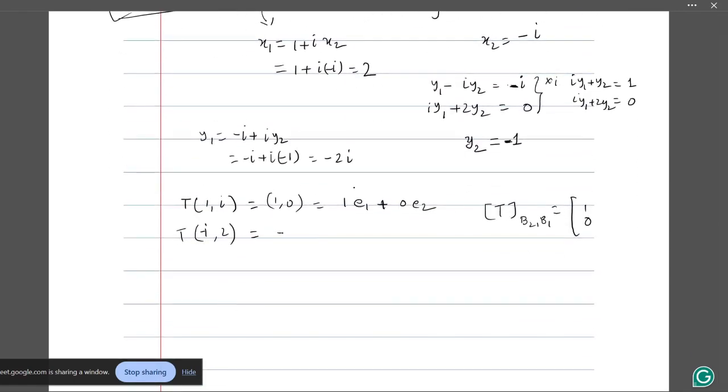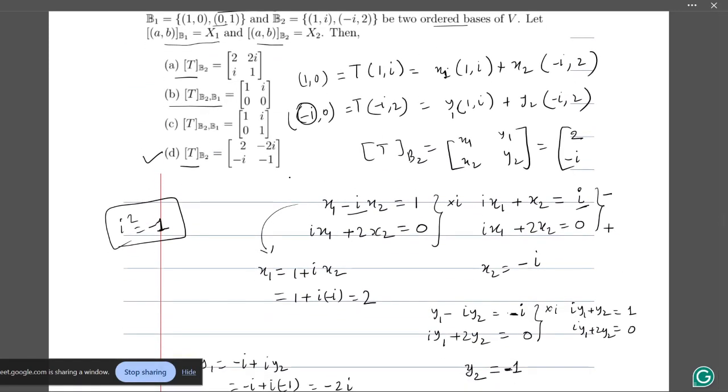This is just minus i comma 0, and here we have minus i e1 plus 0 e2. So the second column should be minus i, 0. Let's see if it matches with some option. So if we, okay, it fails.